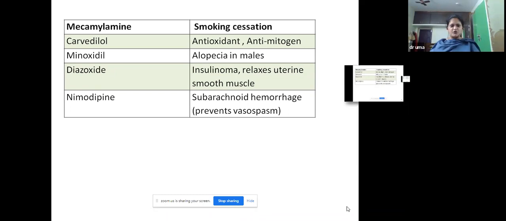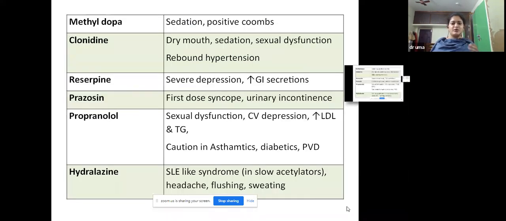Minoxidil is used in alopecia. Diazoxide is used in insulinoma. Nimodipine is a cerebroprotective agent used in subarachnoid hemorrhage. It prevents vasospasm. Important adverse effects: methyldopa produces positive Coombs hemolytic anemia. Clonidine produces rebound hypertension.